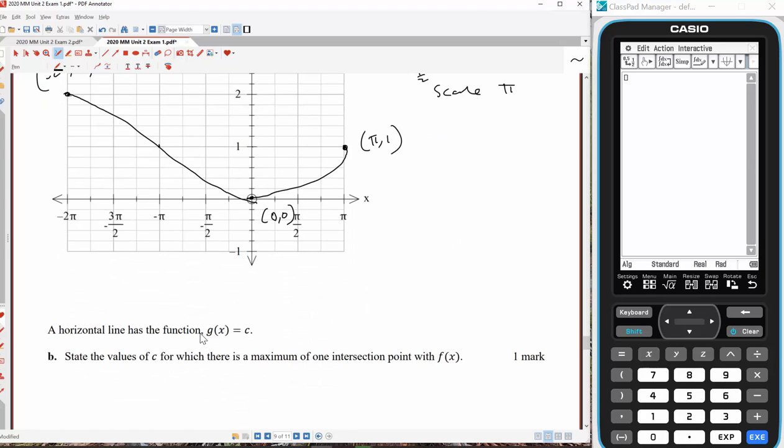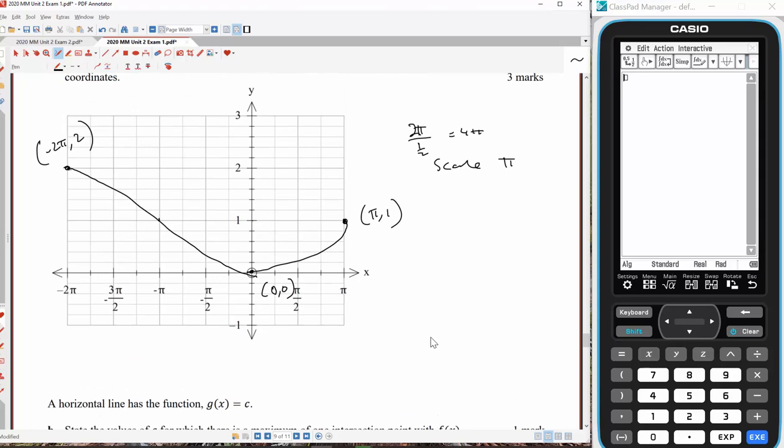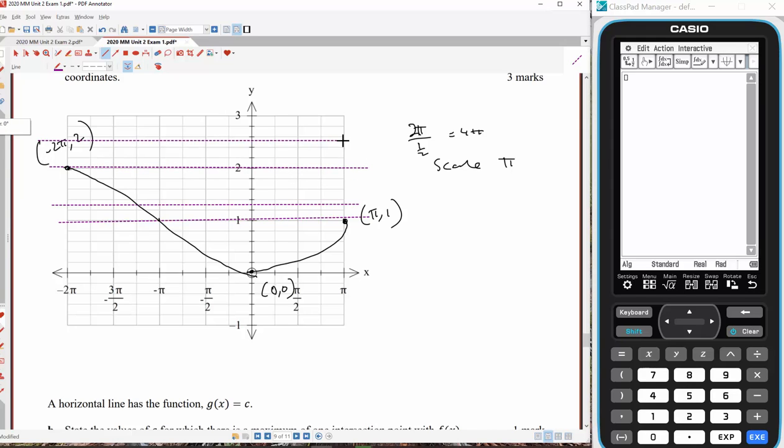Okay, horizontal line has the function g of x equals c. State the values of c for which there is a maximum of one intersection. So basically, imagine a horizontal line drawn through the graph, got one intersection there. Along here, we're going to get two intersections, which is the endpoint plus this point here. We're going to get one intersection there. Over here, we're going to have 0 intersections.